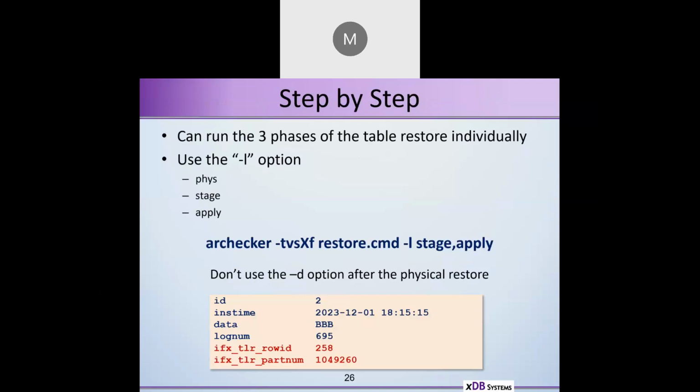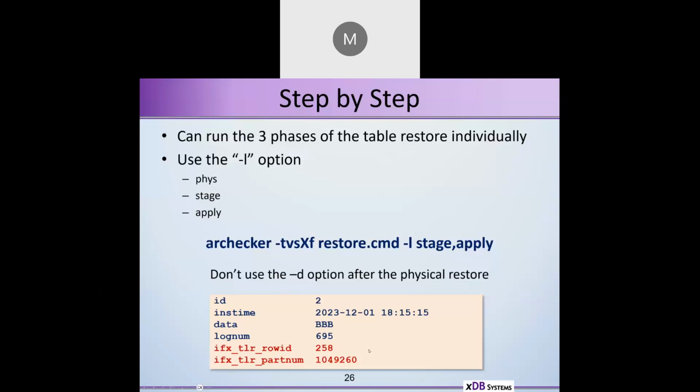So you can run these stages individually. You might just want to run the archecker, and then this is a -L, not an I. So you run the physical restore phase separately, and then maybe in this example, I'm then running the stage and apply. If you do the physical restore phase separately, don't go ahead and use the -D option in archecker, because it'll just go ahead and clean up those same tables that have been populated in these earlier phases.